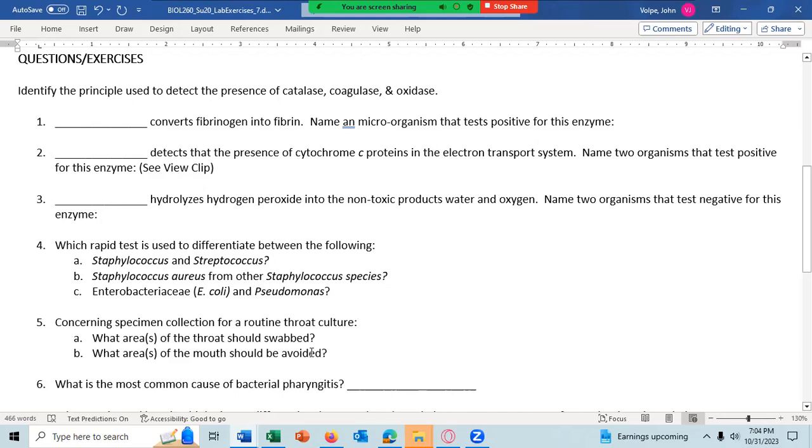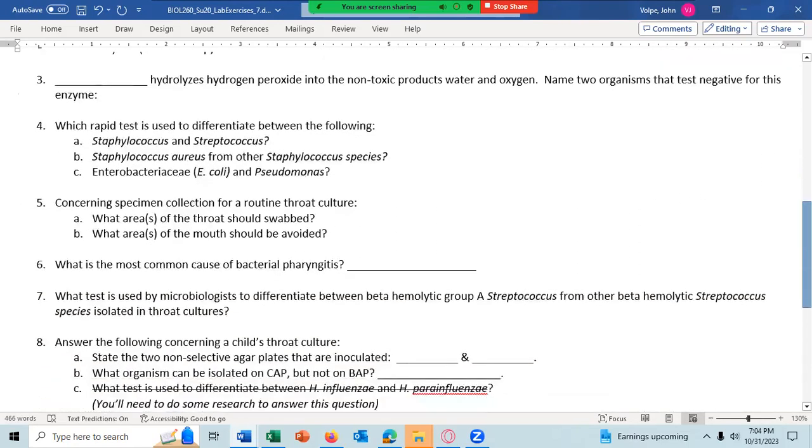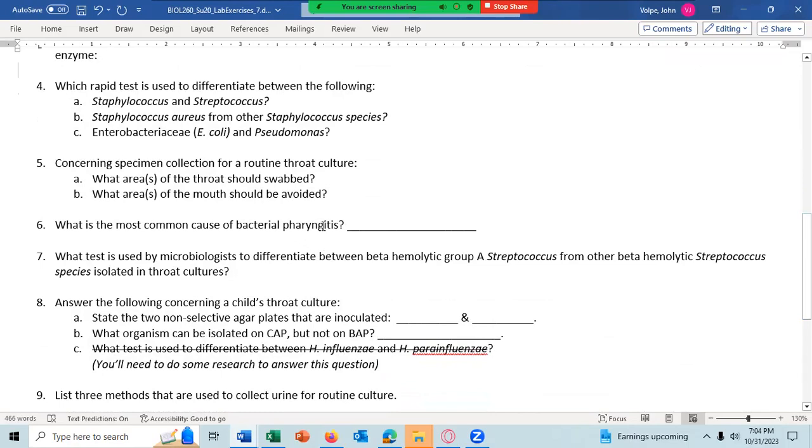And then 5, concerning specimen collection for routine throat culture, what areas of the throat should be swabbed and what areas of the mouth should be avoided. 6, what is the most common cause of bacterial pharyngitis? That is a bacterial sore throat, and you must give a bacterial answer. 7, what test is used by microbiologists to differentiate between beta hemolytic streptococcus from other beta hemolytic streptococcus species isolated from the throat cultures?